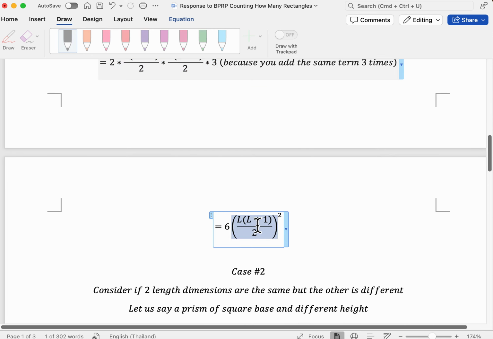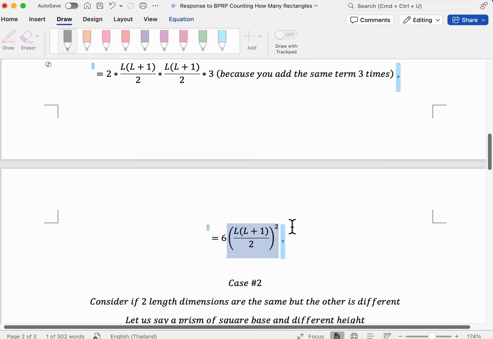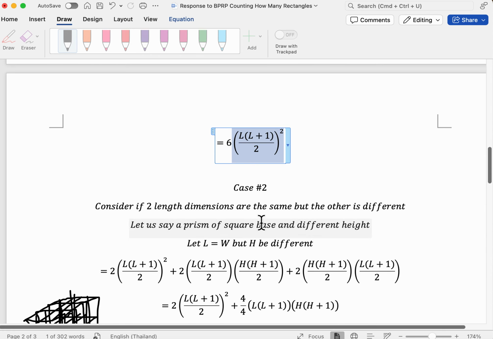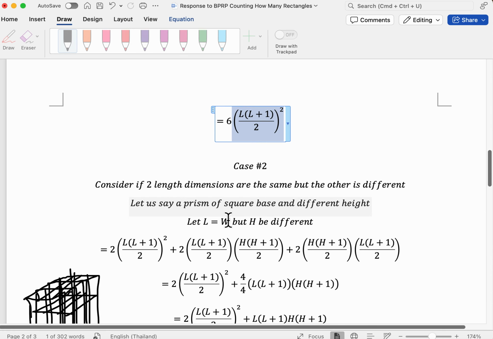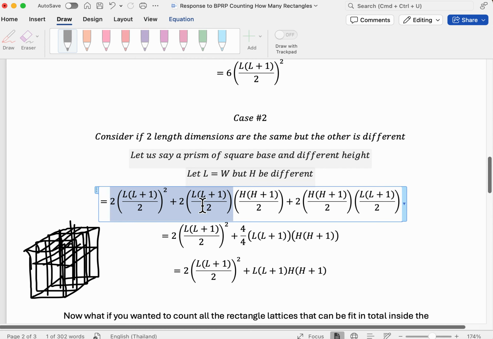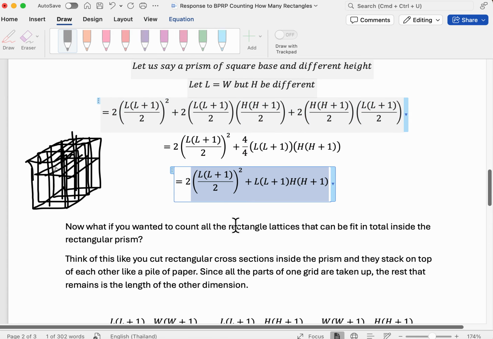And if you want, using a trick of Nicomachus, this is also equivalent to the sum of cubes, but consecutive cubes, I should say. Now consider the case if the 2 length dimensions are the same, but the other is different. Say we have a prism of square base and a different height. So L equals W, but different. You'll naturally end up with this particular nasty mess over here. And just from algebra, we get this as a result here.